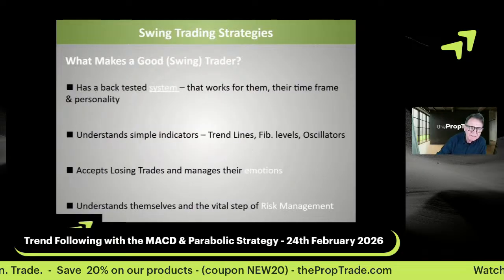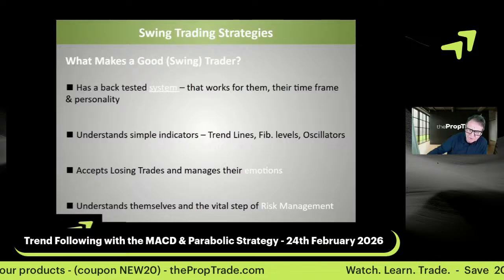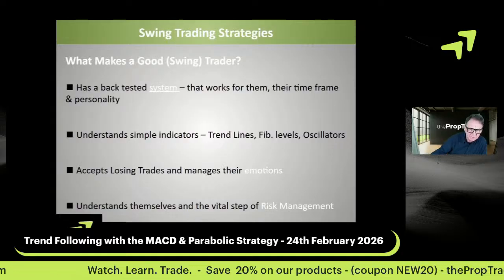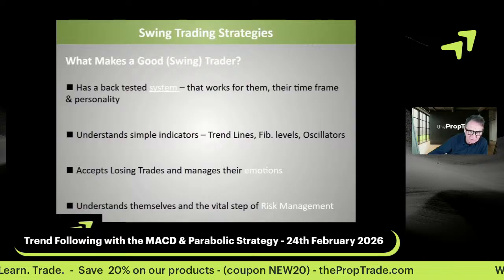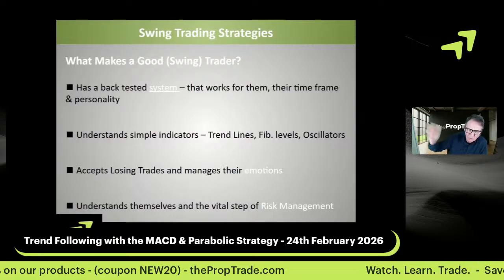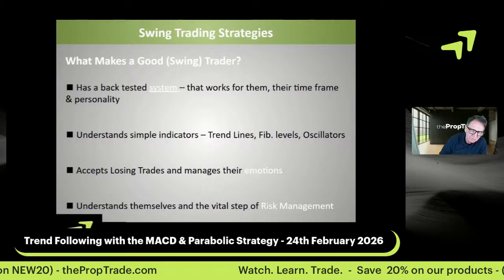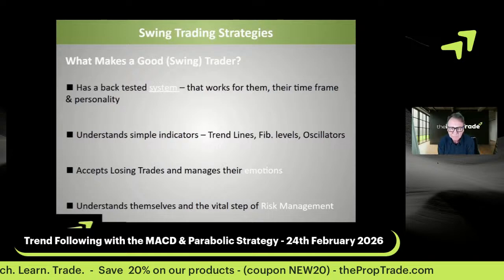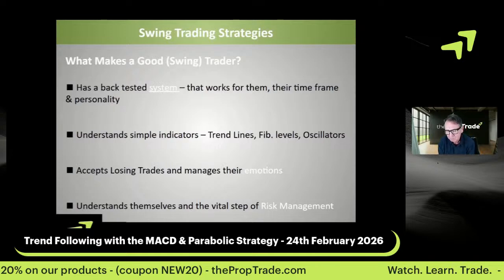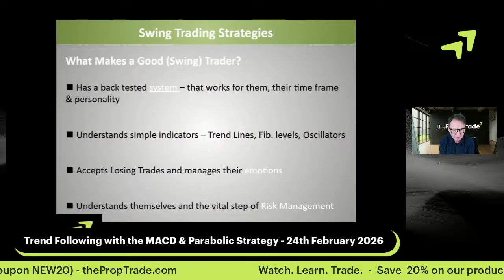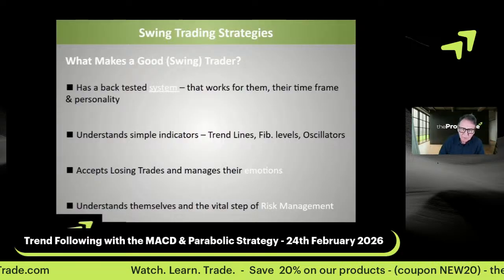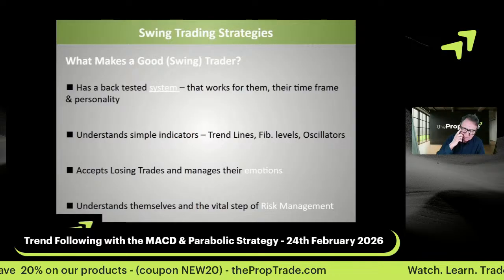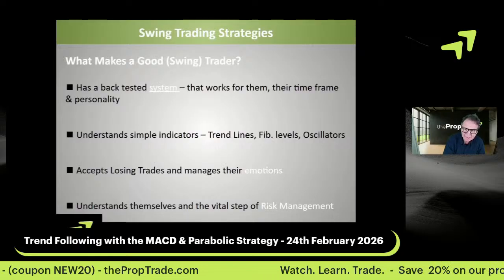So we're going to use a very simple one today, using two simple indicators, the MACD and the Parabolic SAR. Back test your system. Understand some simple indicators. Don't overcomplicate it. If you have a trend line, don't keep moving it around. I'm hopeless at drawing trend lines, to be honest. I love fib levels. Some other oscillators like stochastics potentially, but always keep your losses small, manage your emotions, understand risk management inside out, and get in and get out at appropriate levels.